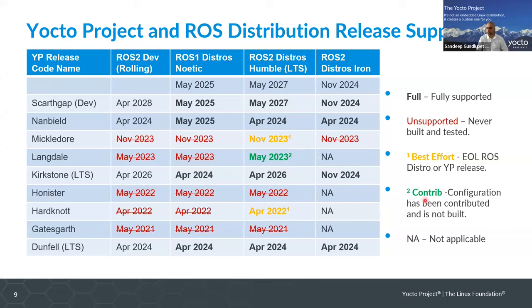And the next one is contrib. We just enable those configurations, but we are not going to build and test all the features for this ROS distro. And NA means not applicable. These are newer ROS versions, which are not supported for older Yocto Project releases.